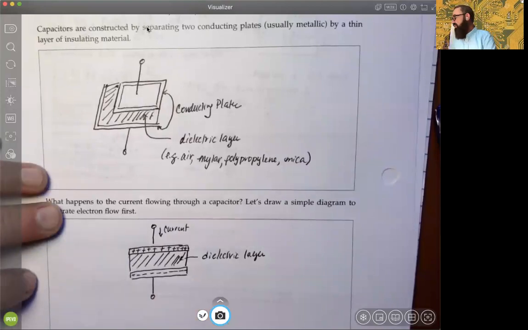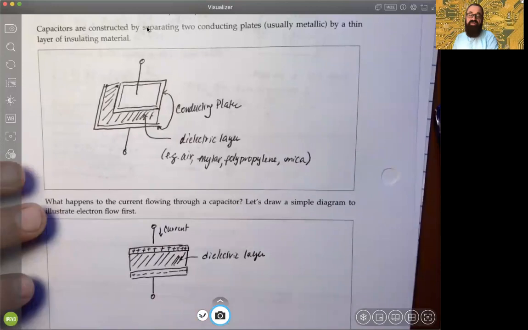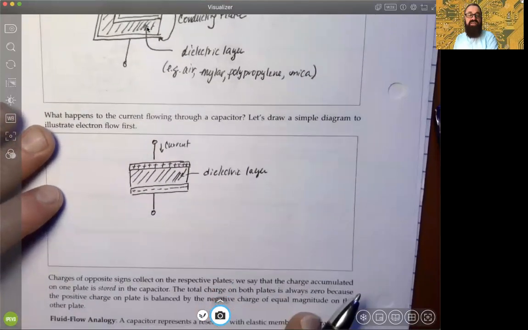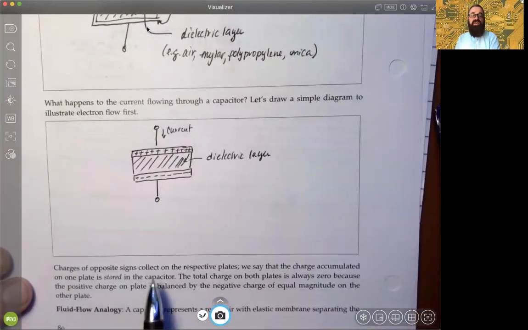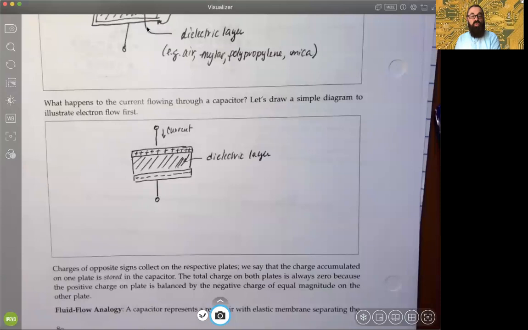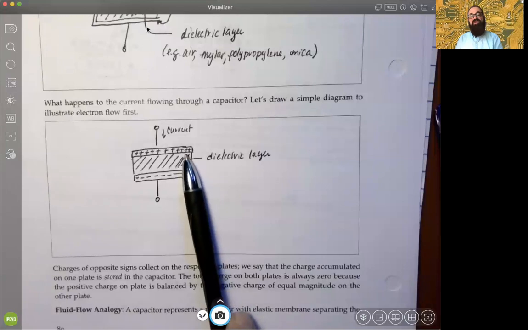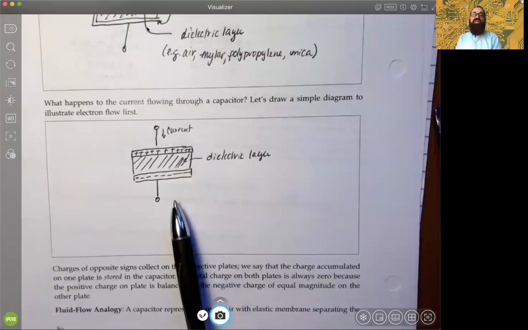So the idea illustrated up here at the bottom of page 80 is that charges of the opposite signs collect on respective plates. And we say that the charge accumulated on one plate is stored in the capacitor, right? The total charge on both plates is always zero because they balance each other out in magnitude. So the magnitude of the positive charges is balanced by an equal number of the negative charges, right?